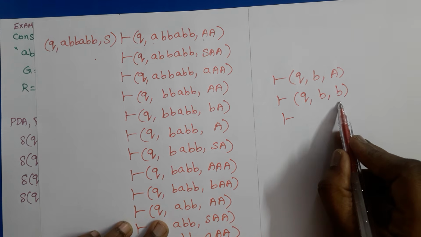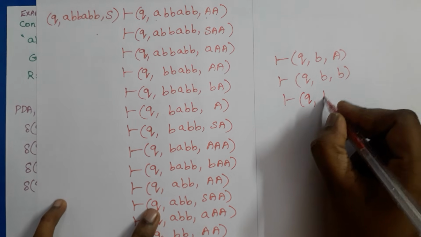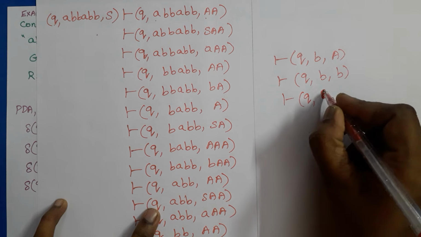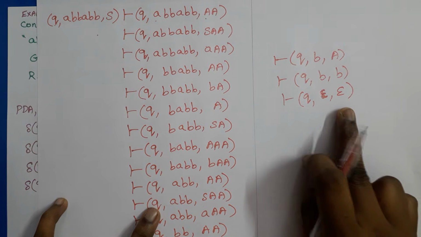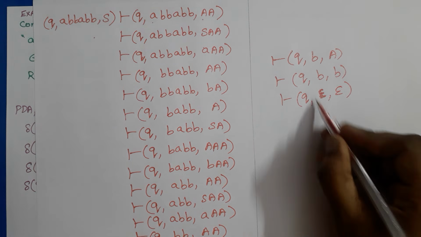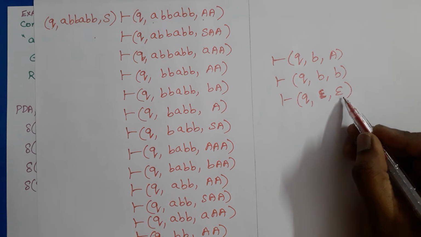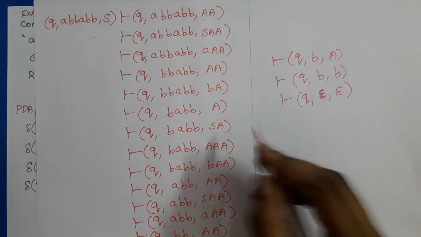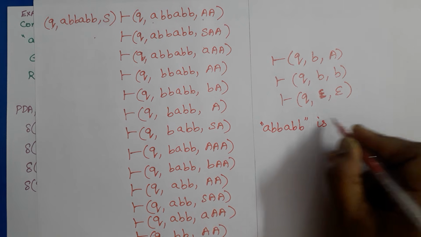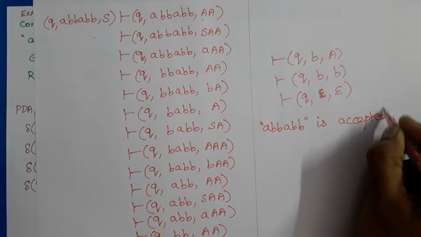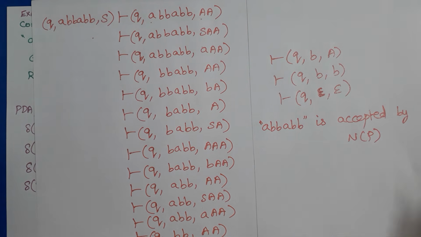Now we have got Q, B, B. So by following this rule, B is removed from the input. So if we remove B, we will get epsilon here, and B is also popped from the stack. So we get epsilon. So now we have consumed the input string and emptied the stack. So we can say that the input string ABB is accepted by PDA by empty stack, or we can simply write N of P. Thank you.